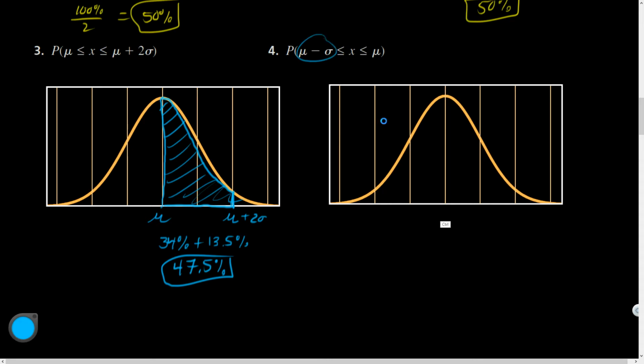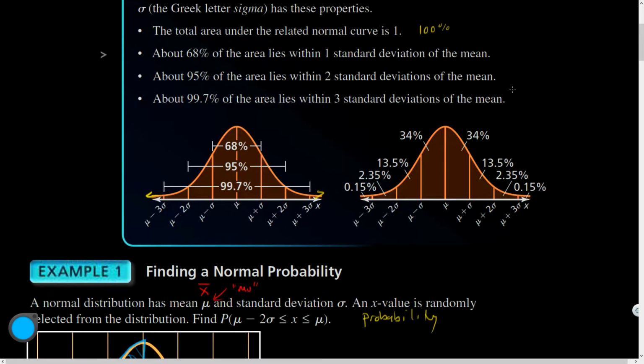Mu minus 1 sigma is right here. Sorry. Man, I keep saying that the wrong way. Is right there. There's one boundary. And x is greater than or equal to that all the way up to the mean. What do we do? Yep. And that's it. Yeah, just the 34. So that's one way you could do it using this version.